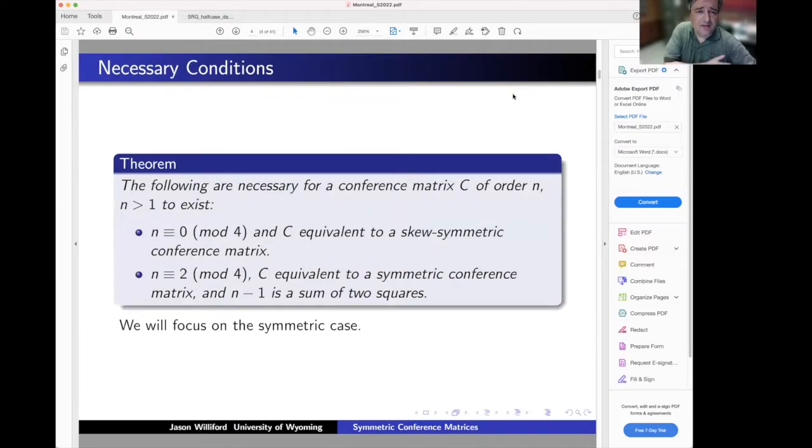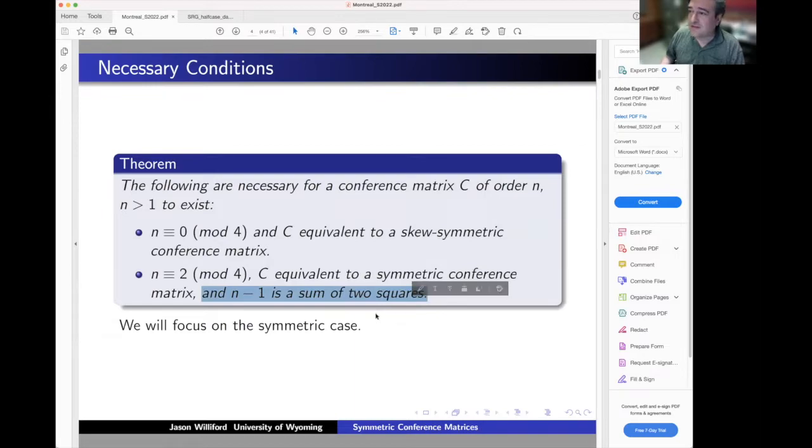This theorem, which I think goes back to Belevitch, and is an exercise in van Lint and Wilson's combinatorics book, says that when you have a conference matrix of order n, n is even, and if it's congruent to 0 mod 4, it's skew symmetric, and if it's congruent to 2 mod 4, it must be equivalent to a symmetric conference matrix. But you also pick up an extra condition: n minus 1 has to be a sum of two squares.